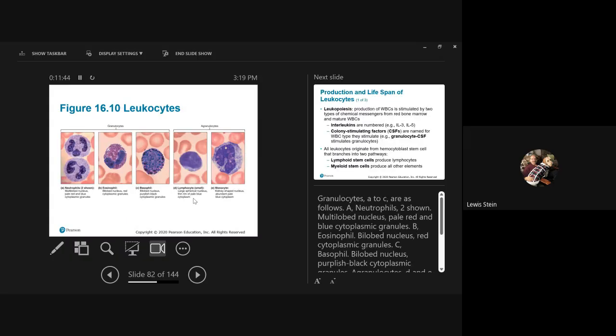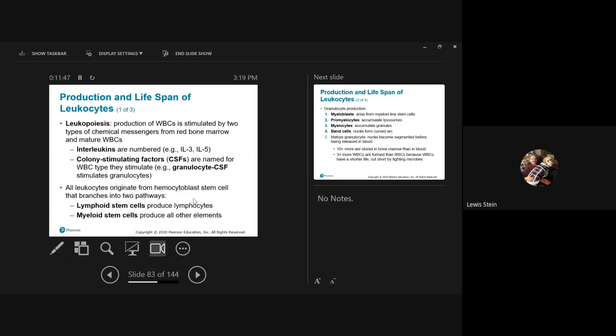So this is what they look like. See them again. There's a lot of different things. When we get to immunology, we're going to talk about interleukins. We'll talk about colony stimulating factors. The 2 lines, and this is where leukemia comes from, are lymphocytic versus myelogenous.